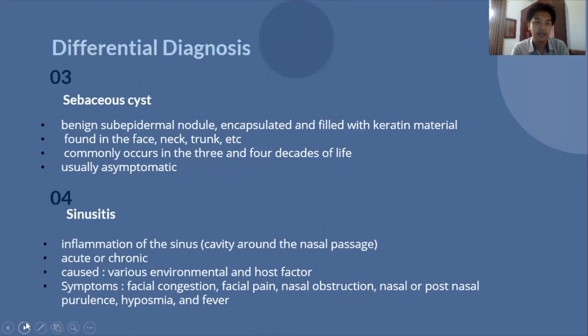And the fourth is sinusitis, which is inflammation of the sinus or cavity around the nasal passage, which can be acute or chronic, caused by various environmental and host factors. And the symptoms are facial congestion, facial pain, nasal obstruction, nasal or postnasal purulence, hyposmia, and fever.